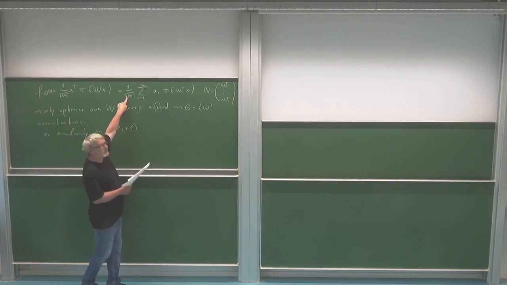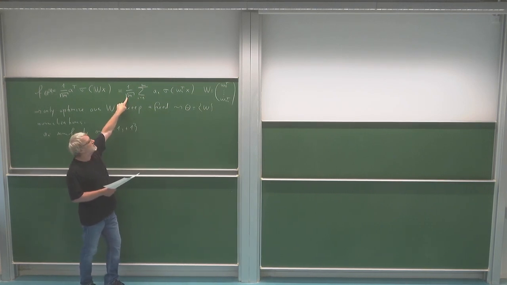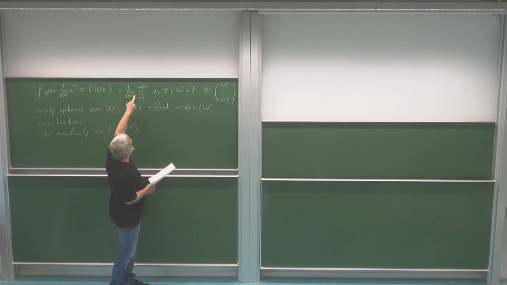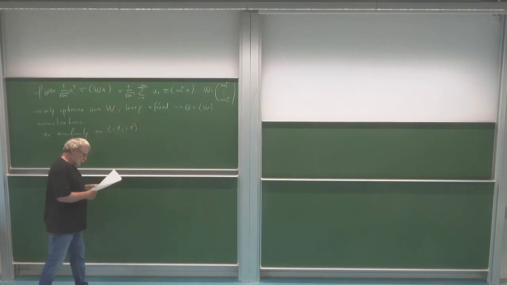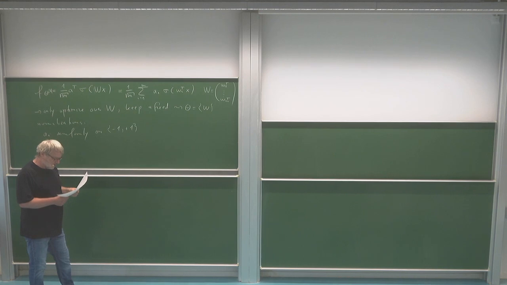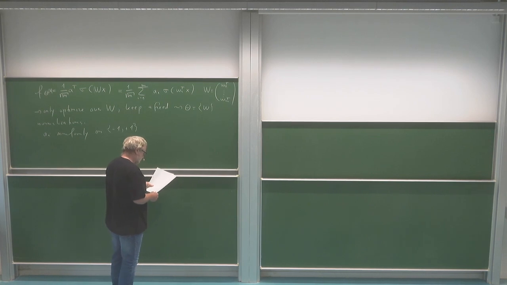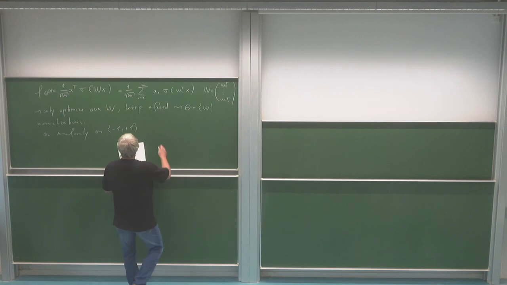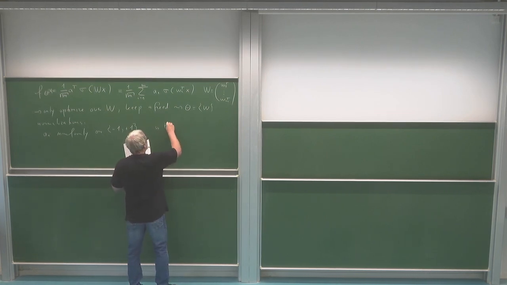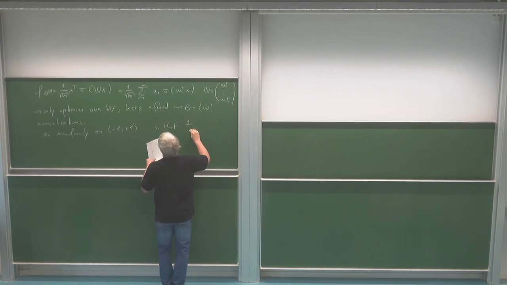Actually, together with this 1 over square root of m. Okay, so this 1 over square root of m makes this of the order 1.